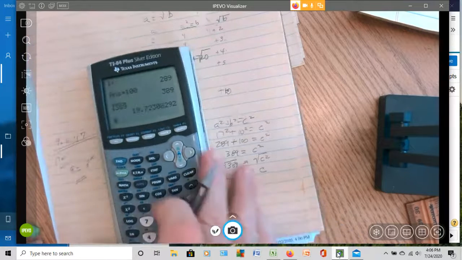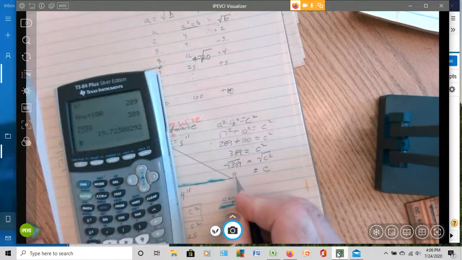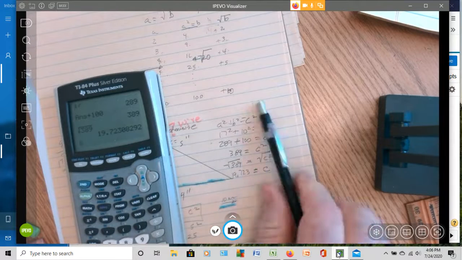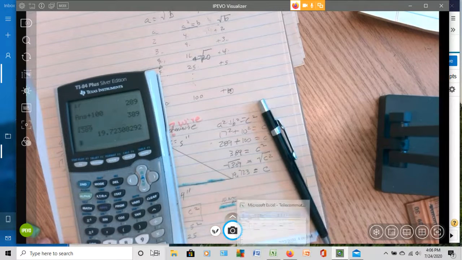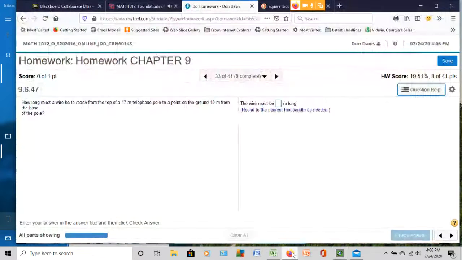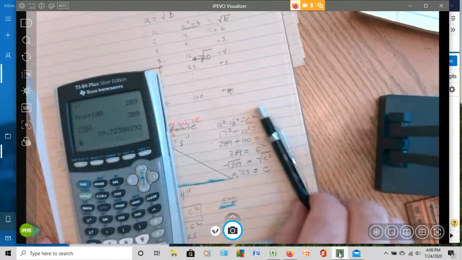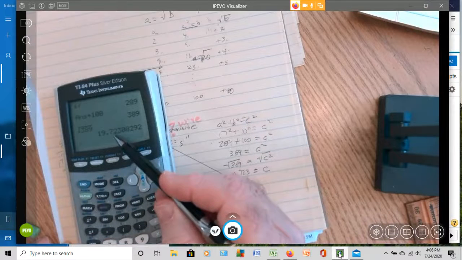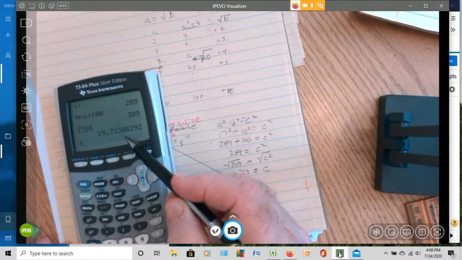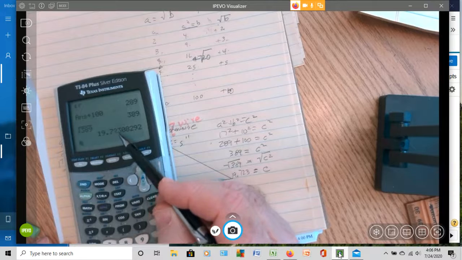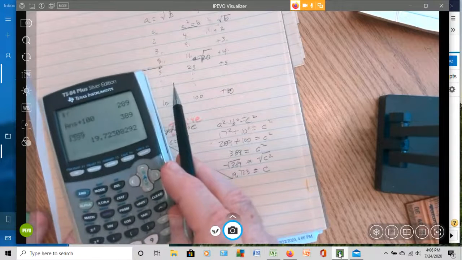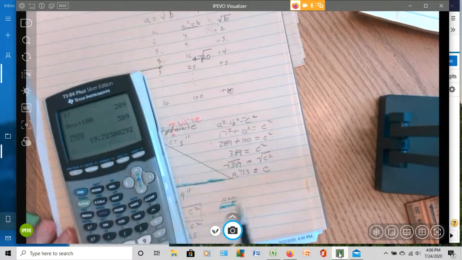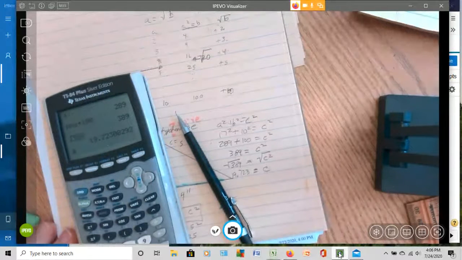And I usually get some sort of decimal. I got 19.723. Let's see, how do they want me to round this thing? Let's just check them out here. What do they want? Thousandth. Here's thousandth. Oh boy. So look, here we go. Tenths, hundredths, thousandths. Okay, so we're okay. 19.723. You see that? 19.723 is what we're looking for.